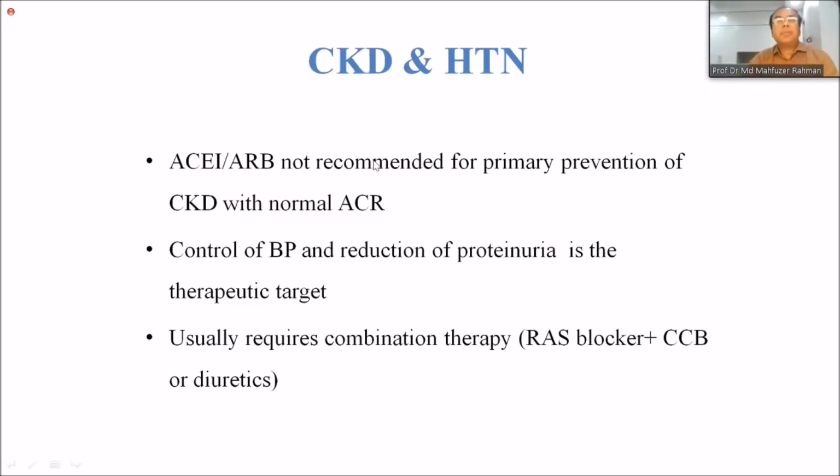Patient having hypertension with chronic kidney disease: ACE inhibitor or ARB is not recommended for primary prevention of CKD with normal ACR. Control of blood pressure and reduction of proteinuria is the main therapeutic target. It usually requires combination therapy: a renin-angiotensin system blocker and a calcium channel blocker or diuretic.